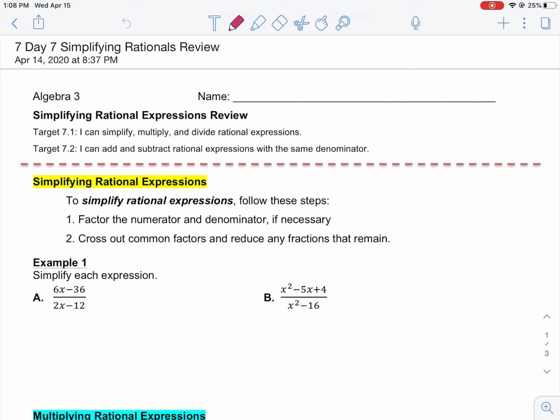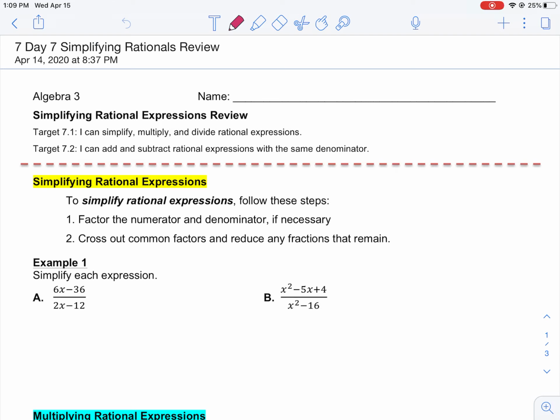Today is going to be a review day, so I'm going to be reviewing what I've been teaching with my videos the last couple weeks, and we will be preparing for your quiz, which I will be posting on Wednesday. So our topic is operations with rationals, and we're going to start by talking about simplifying rational expressions.